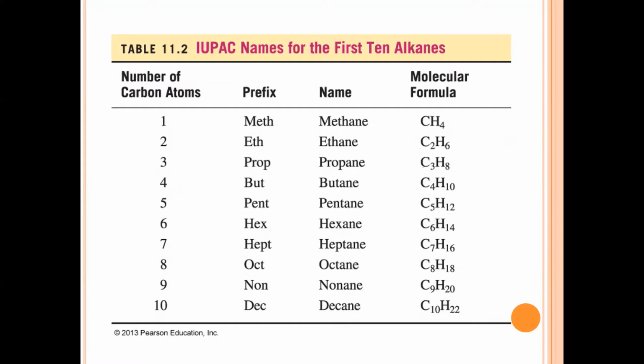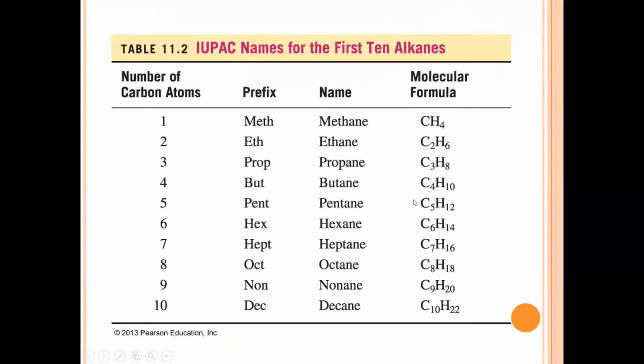So the prefixes we use are similar and yet different from what we were doing before. Instead of using mono, we use meth. 2 is not di, it's going to be eth. 3 becomes prop. 4 is but, and then 5 and above are actually the same. Okay, so then we get to the pent, hex, hept, oct, non. So if we're looking at the names of these, 1 carbon would be methane, 2 carbons would be ethane, 3 carbons propane, 4 butane.